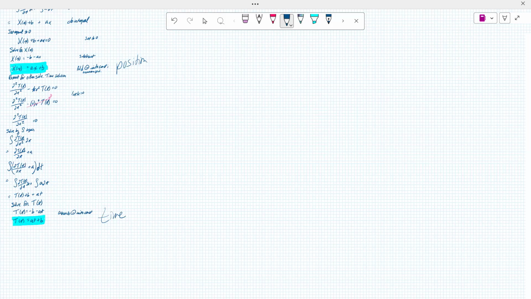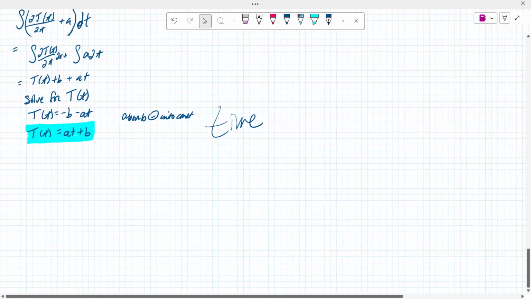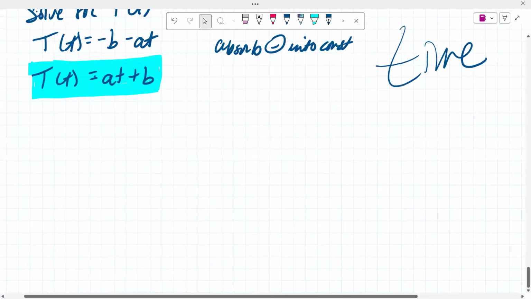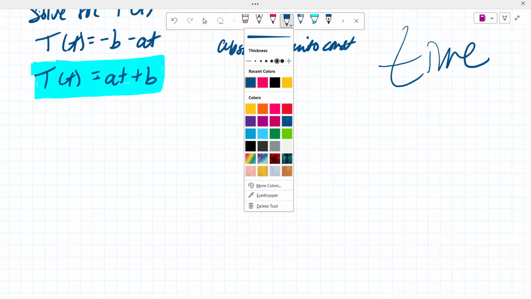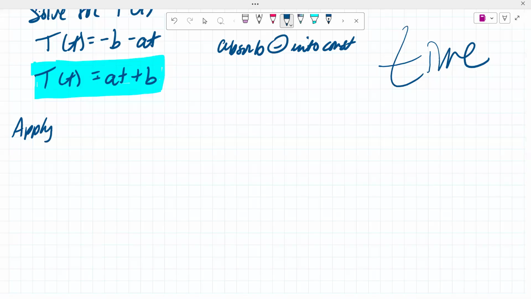Now, just like we did last time, we can apply the boundary conditions to determine the values of the integration constants. That's the next thing we would want to do, just like we did last time. Apply boundary conditions.